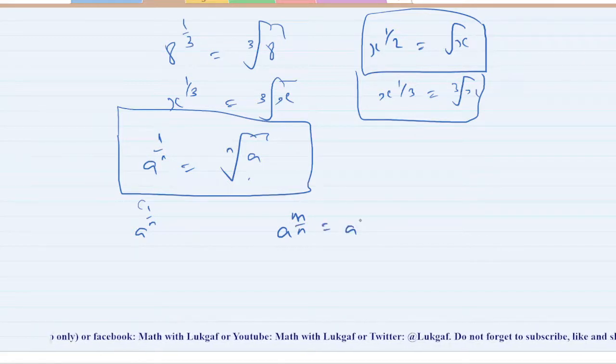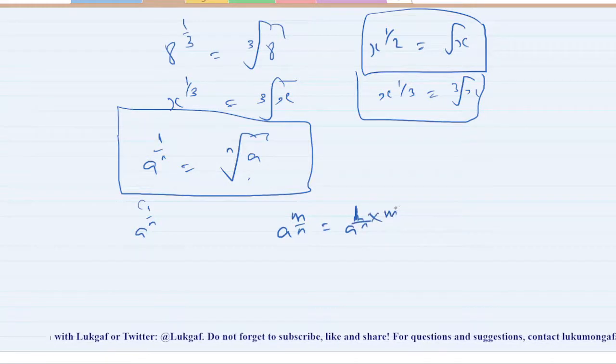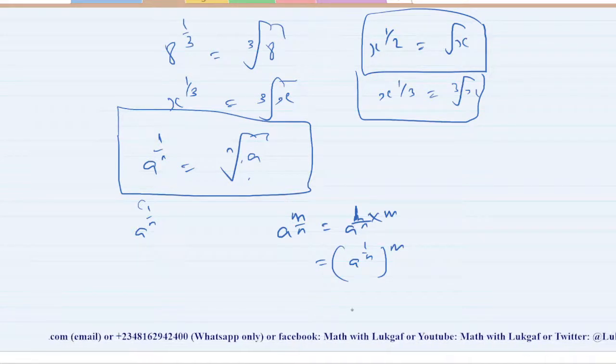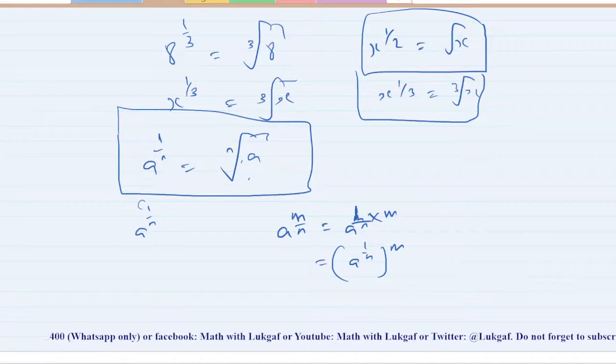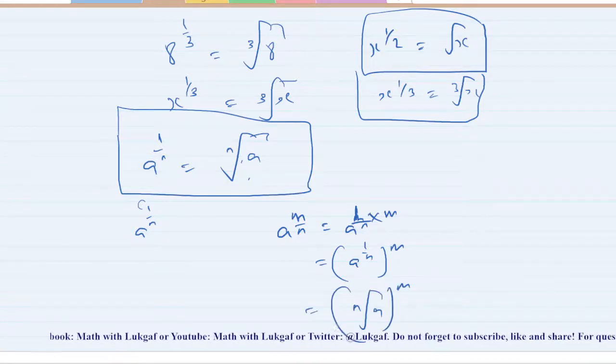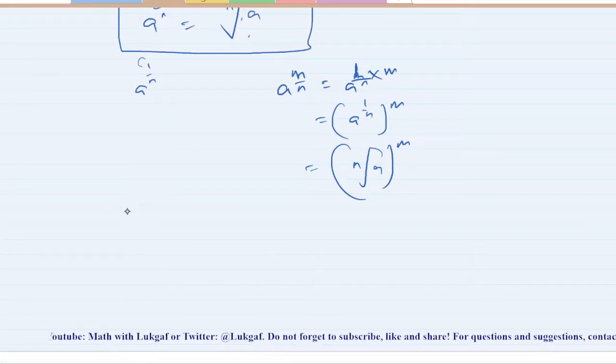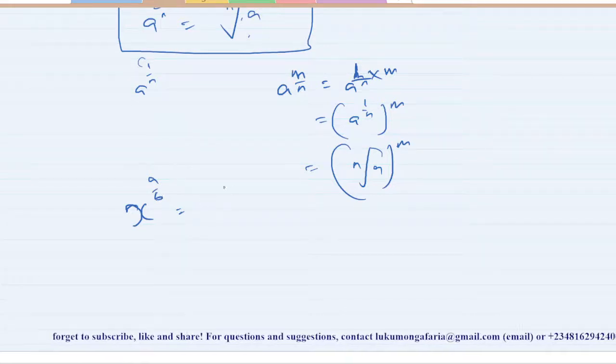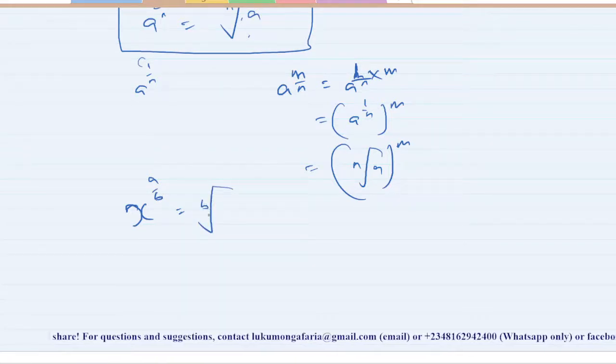So you can say a raised power 1 over n times m. Anyhow, because multiplication is commutative, I can do it as a raised power 1 over n, everything raised power m. You understand now? And according to this law, when you have a raised power 1 over n, it is the same thing as nth root of a, everything raised power m. That means you don't need to stress yourself. When you have x raised power a over b, then just consider the denominator. The denominator will be your root, that is bth root of x, everything raised power a.